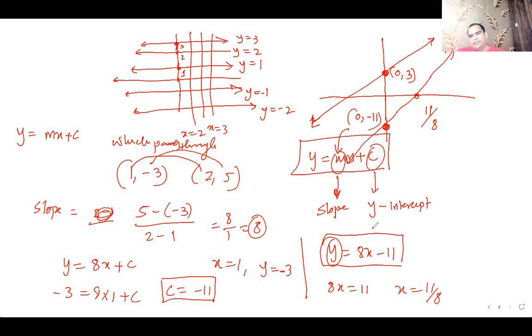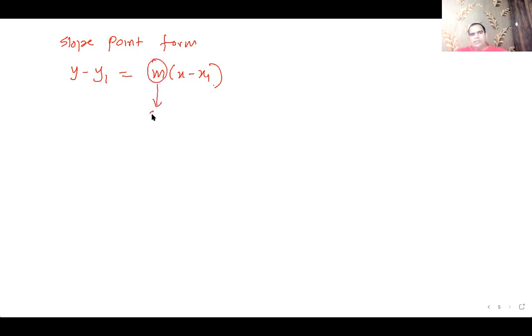And the next thing that we need to do, we could have done the previous question using something called the slope-point form, which is like you don't need to find the c value separately. That form is actually y minus y1 equals m times x minus x1. The m that you see here is nothing but the slope of the line, and x1 and y1 is one point on the line.